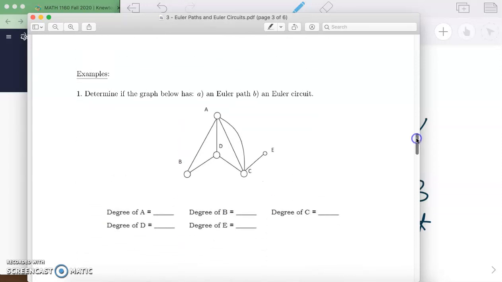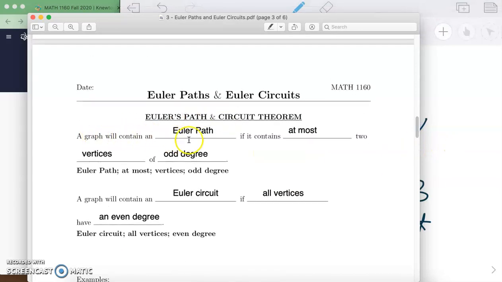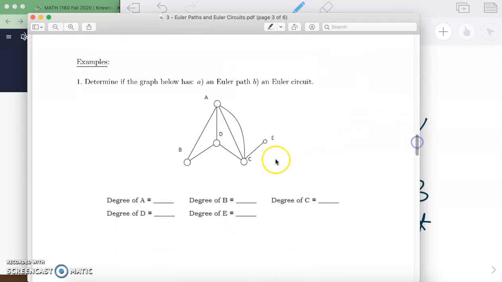So let's look at this example. Here we have the degree of A is 4. The degree of B is 2. So far they're all even. The degree of D is 3. That 3 right there tells us that we do not have an Euler circuit because we have at least one vertex with an odd degree. C here has a degree of 4, and E has a degree of 1. That means, going back up here, that a graph will contain an Euler path if it contains at most 2 vertices of odd degree. Well, here we only have 2 vertices, D and E, with odd degrees, so we would say that yes, this has an Euler path.